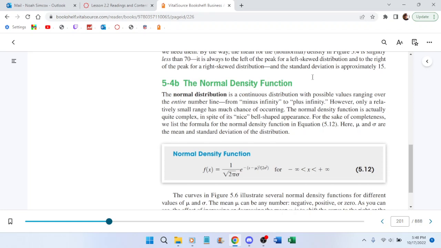1 over the square root of 2 multiplied by pi multiplied by the standard deviation, times e to the power of negative x minus, I don't remember what that is, the mean, squared, divided by 2 times the standard deviation squared. That's complicated. Man.